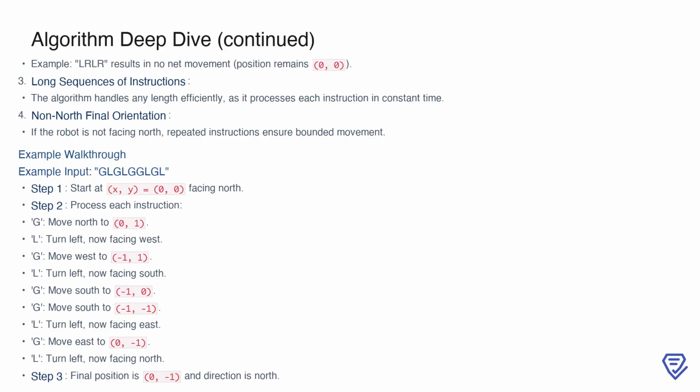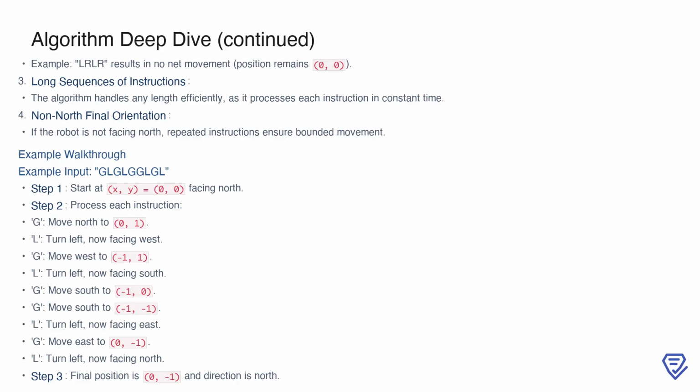Moving forward with G takes it to 0, 1, and turning left with L changes its orientation to west. Another G moves the robot to -1, 1, and another L turns it south. Two consecutive G commands take it to -1, 0, and then -1, -1. A left turn changes the direction to east, and a final G brings the robot to 0, -1. Another L leaves the robot facing north at its final position.